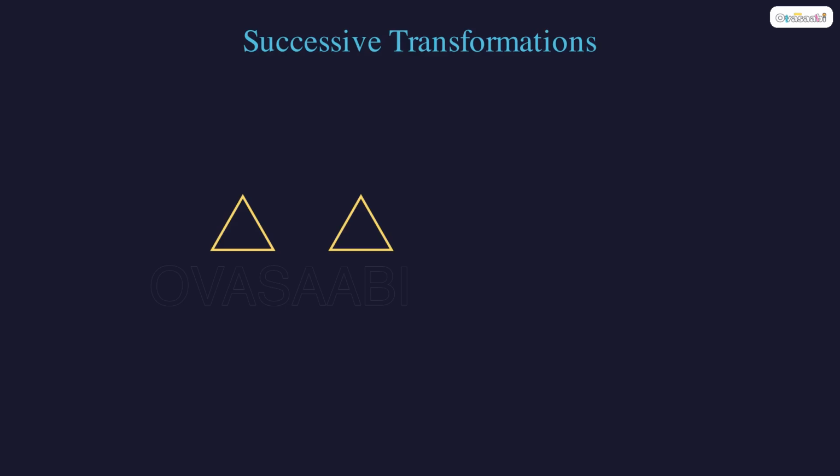What happens when you flip a shape, then slide it, then spin it? That's called successive transformations. Let's explore this powerful geometry tool.